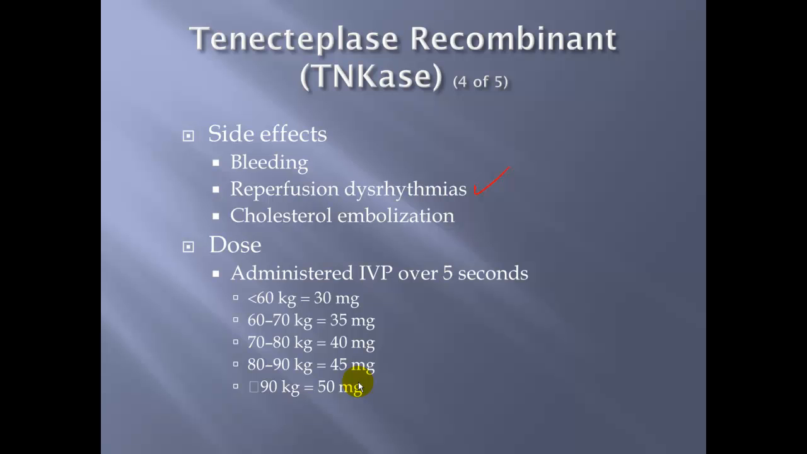If it goes into the pulmonary trunk, it's going to be a PE. If it gets dislodged from the pulmonary side and gets run through the left side of the heart, it can easily be a stroke or a heart attack.